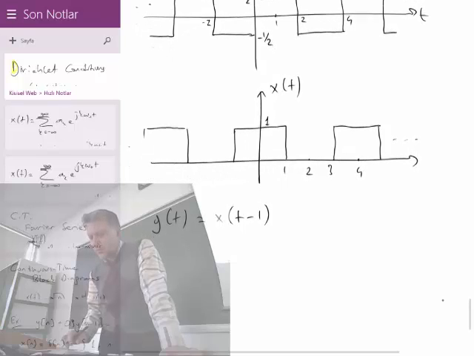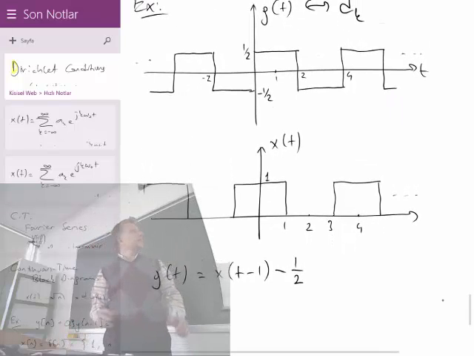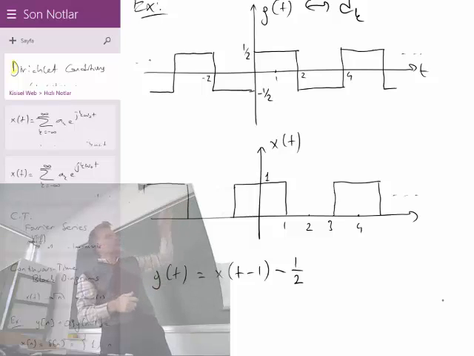shifted towards the right. And then I subtract a 1 over 2 from that. Can you see that? You just shift this to the right by 1 and then subtract the 1 over 2. So the level 1 will shrink down to 1 over 2, and the 0 levels will go below 0 to minus 1 over 2, which will be precisely g of t. This is the representation of g of t in terms of x of t. Do you agree with that?